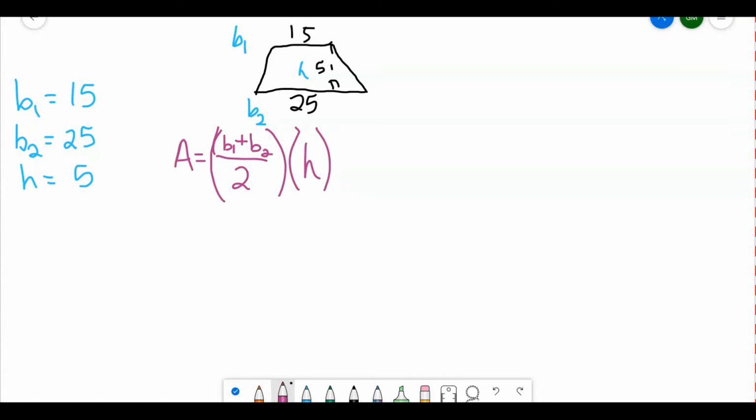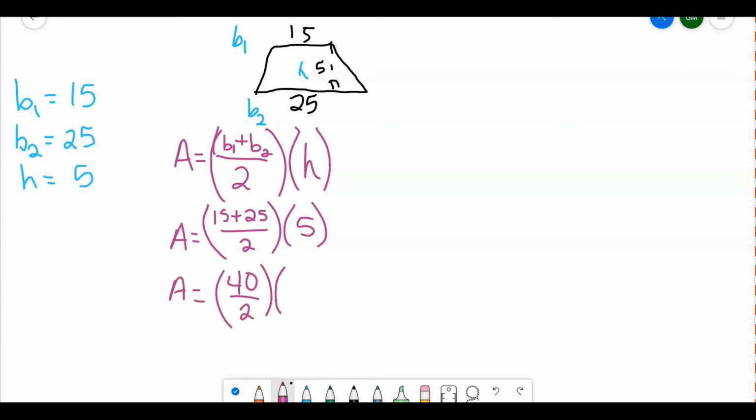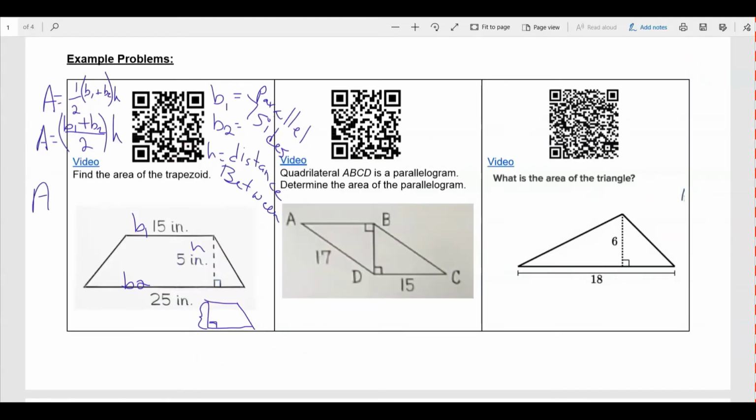All right, so let's plug into the formula. We have area is equal to base 1, which is 15, plus base 2, which is 25, over 2, times 5, which is the height. 25 plus 15, 40, over 2, times 5. 40 divided by 2 is 20, times 5. The area is 100, and then it's the units squared. So let's see what we have. All right, so area is 100 inches squared.